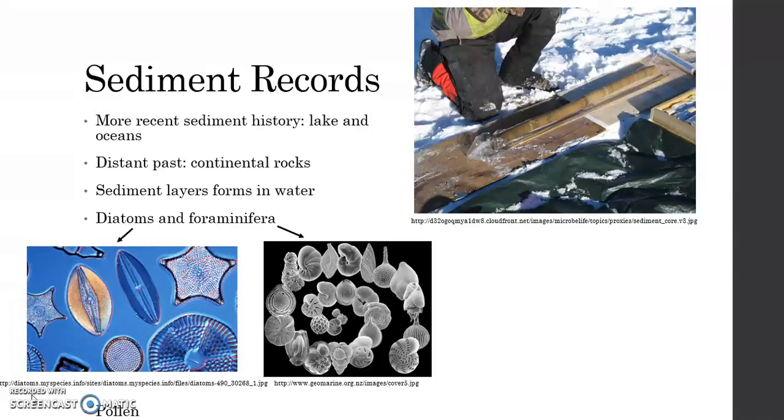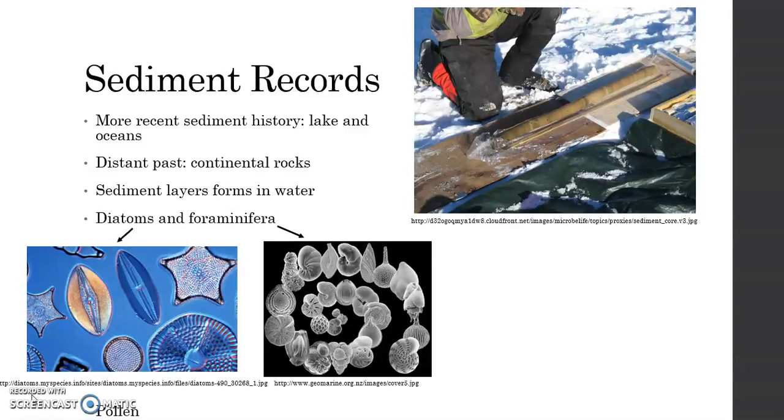Sediments that are found in lakes and oceans can be used to determine climate over hundreds of millions of years. So this is even longer typically than our ice cores. Continental rocks can be used for an even greater period of time, sometimes up to billions of years. So sediment layers are formed in bodies of water where sediments and dead organisms drift down through the water and settle at the bottom, thus creating an historical record.